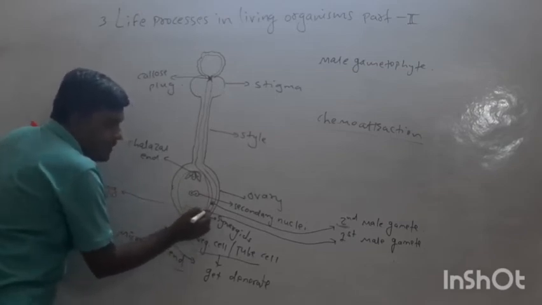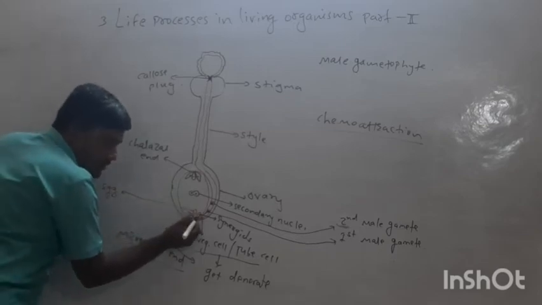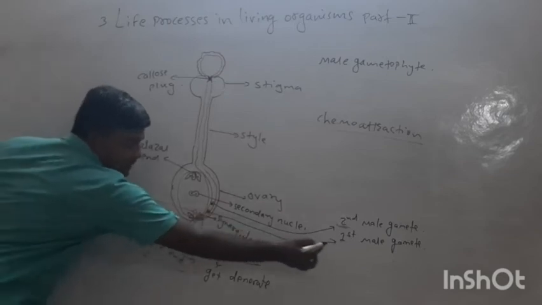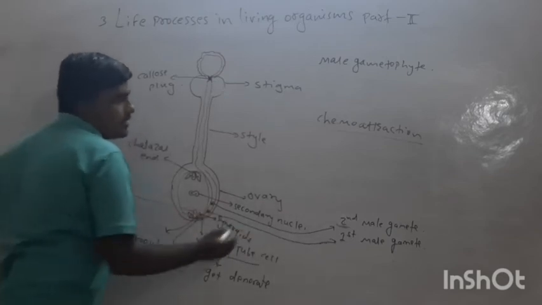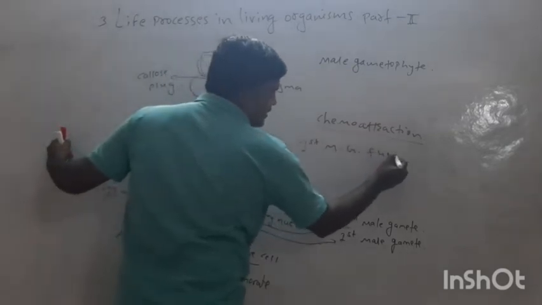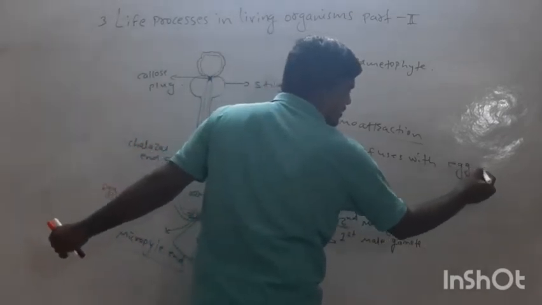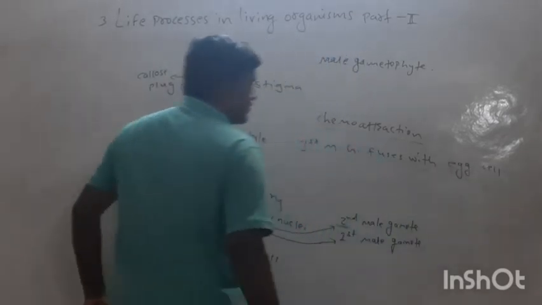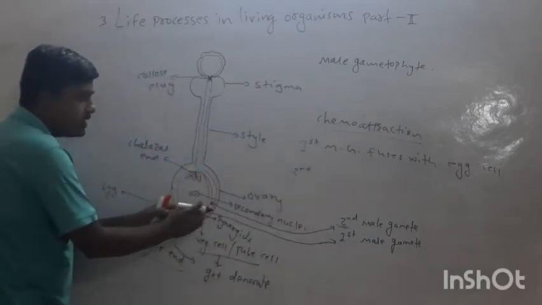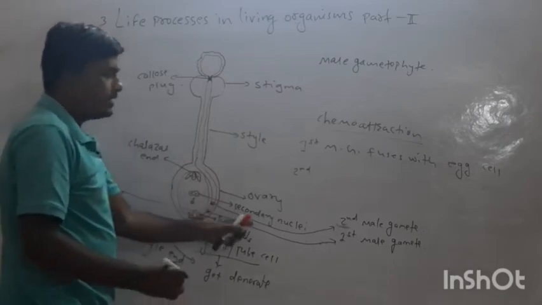And what happened after the entry of the male gametes towards the egg cell? This first male gamete fuses with, I will write here, the first male gamete fuses with the egg cell, and after this fusion, the second male gamete fuses with the secondary nucleus.